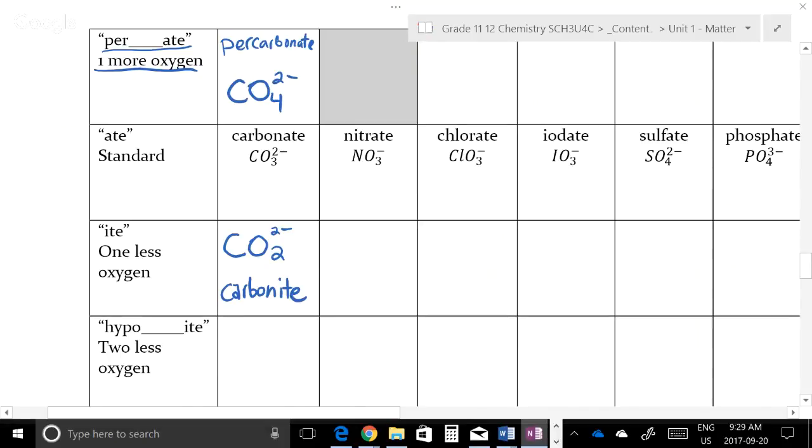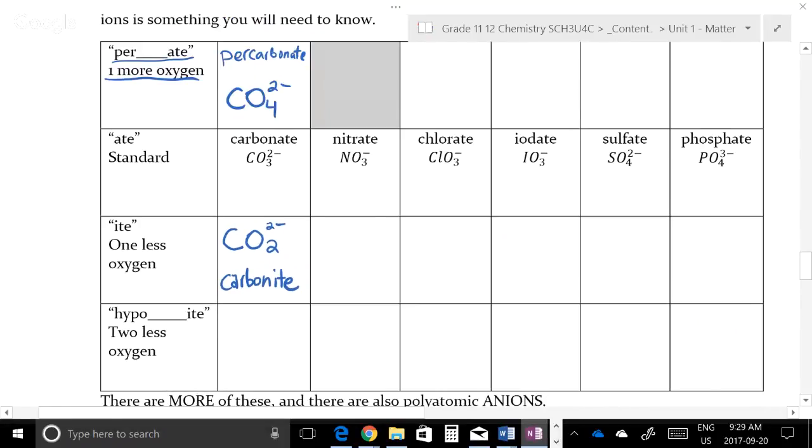And it's possible to have a version of this that has one less oxygen still. What would its formula be? Well, what would its name be? Hypocarbonite is correct. Just CO, and what would its charge be? Yeah, still -2. Good.